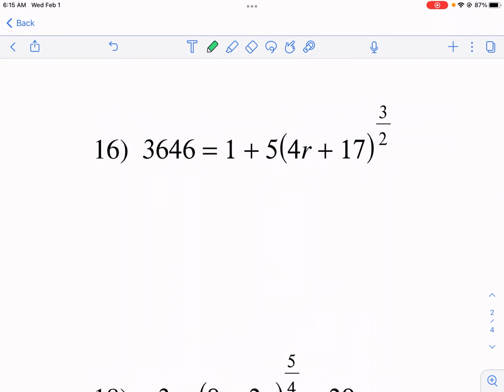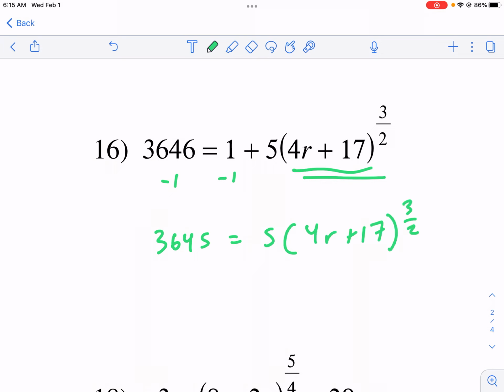So, a lot going on. We're going to subtract one first. Okay? We want to kind of handle this stuff last. Okay? So we're going to have 3645 equals 5 times 4r plus 17 to the 3/2 power. Still not by itself first. We need to divide by 5. I'm going to use a calculator here. I'm going to cheat. This is 3645 divided by 5, and I get 729.